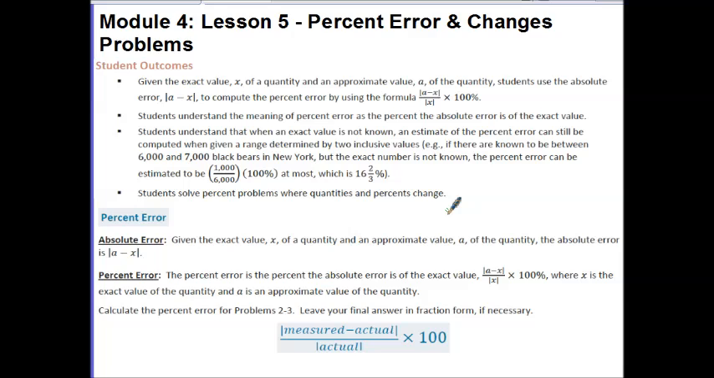Students understand that when an exact value is not known, an estimate of the percent error can still be computed when given a range determined by two inclusive values. Students solve percent problems where quantities and percents change.